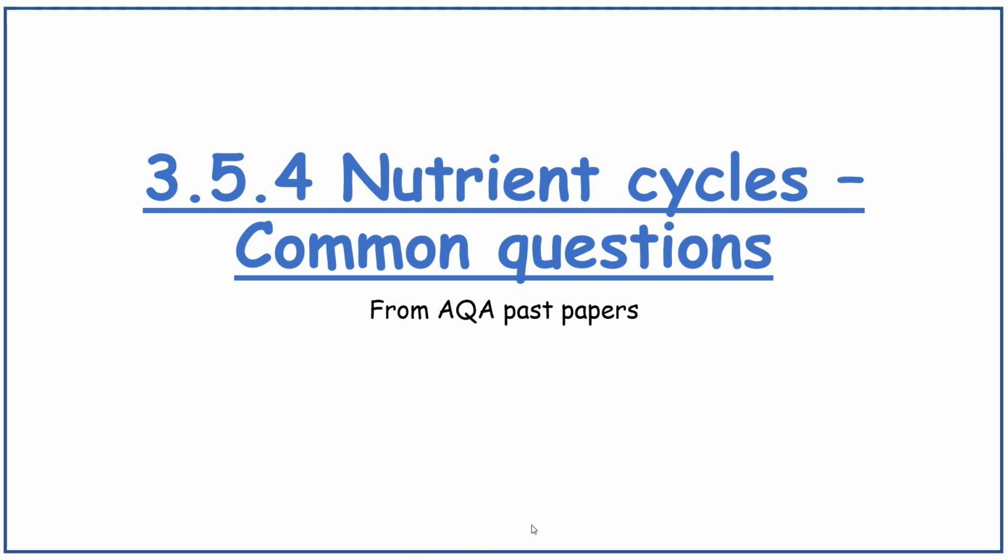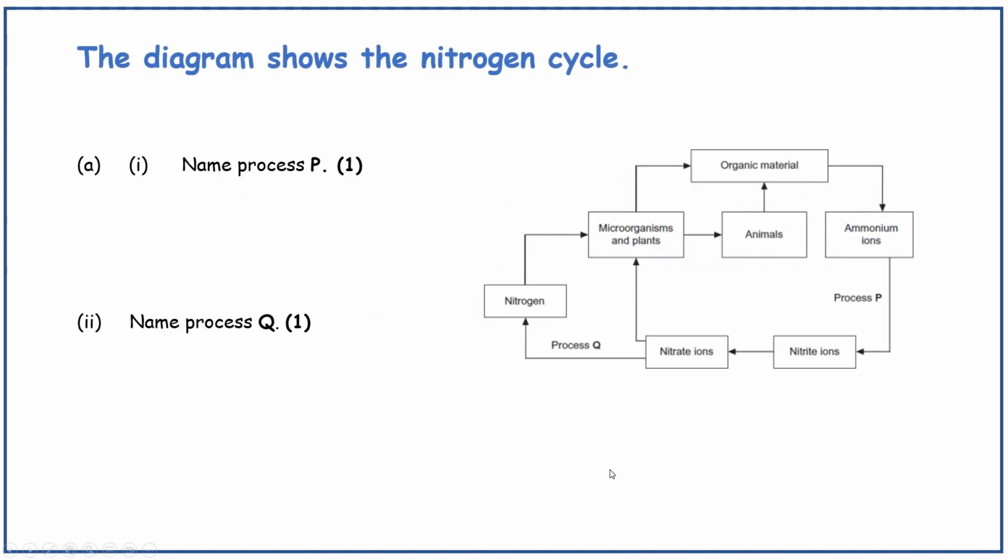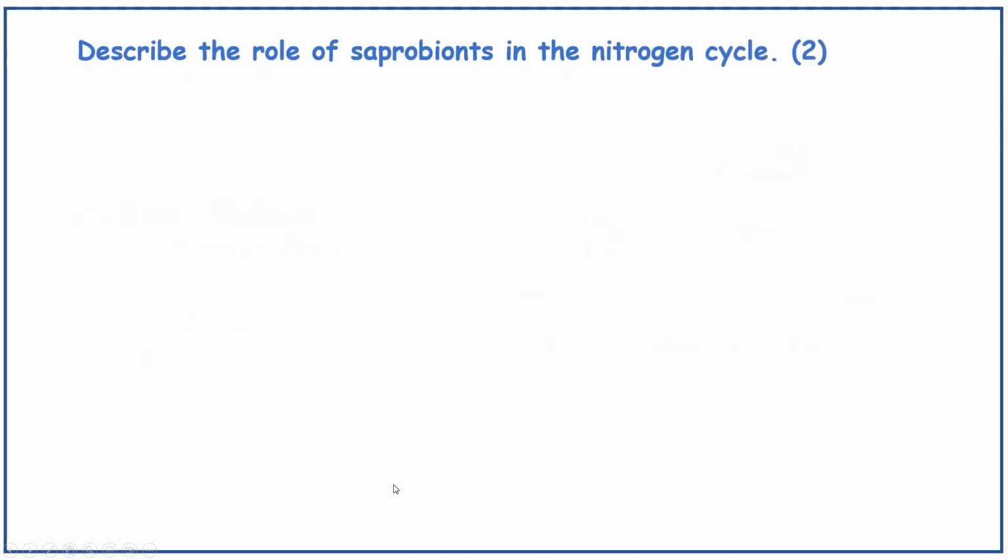3.5.4 Nutrient Cycles, common questions from AQA past papers. The diagram shows the nitrogen cycle. Name process P. Well, it's going from ammonium ions to nitrite ions, so therefore it's going to be nitrification. Name process Q. It's going from nitrate ions to nitrogen, so it's going to be denitrification.